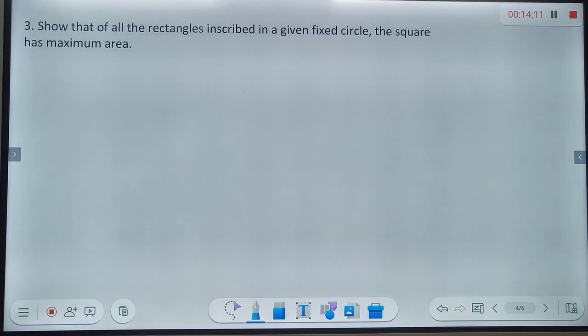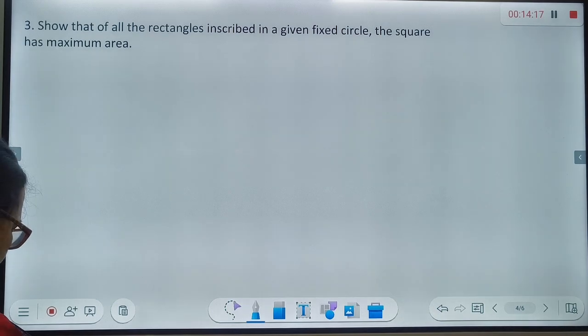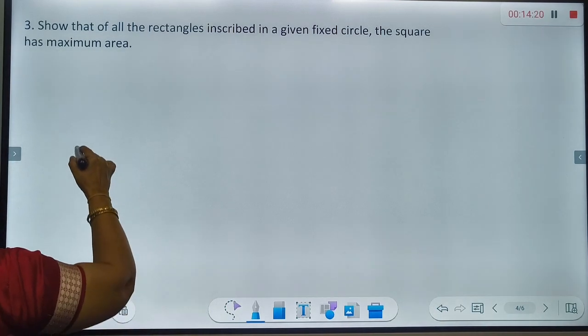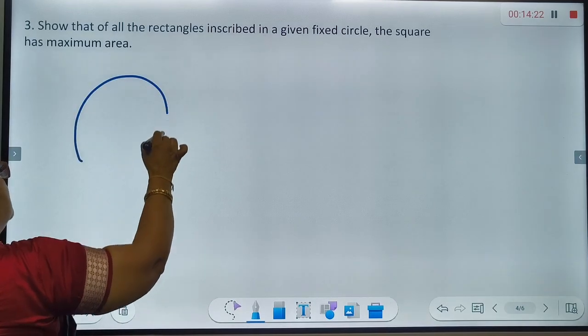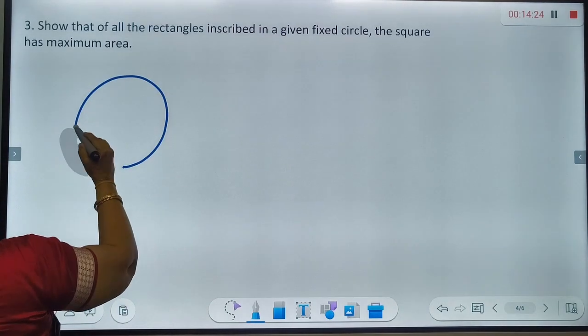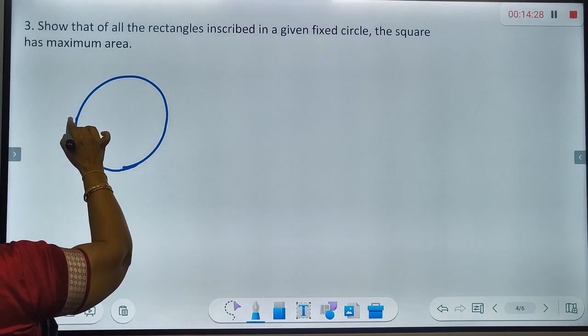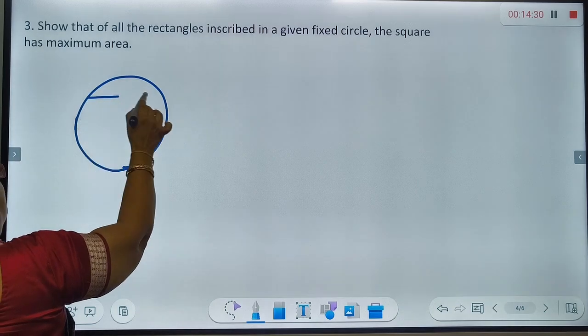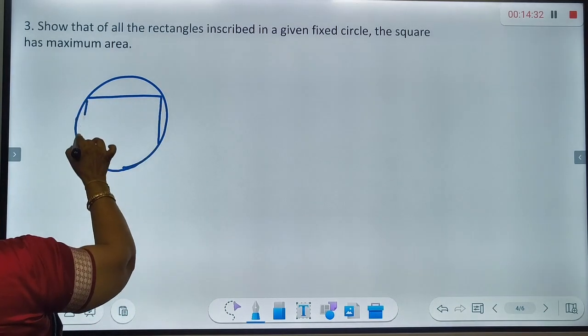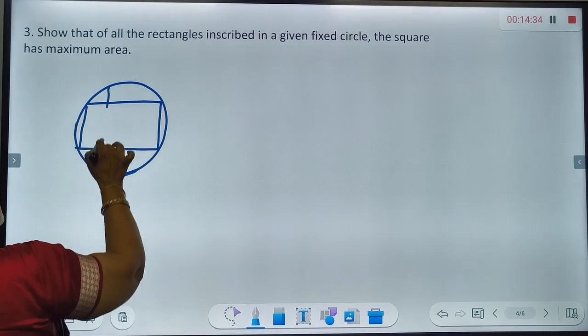Look at the next problem. Show that of all the rectangles inscribed in a given fixed circle, the square has maximum area. So you have a circle, and how many rectangles can you inscribe inside the circle? Infinitely many rectangles.